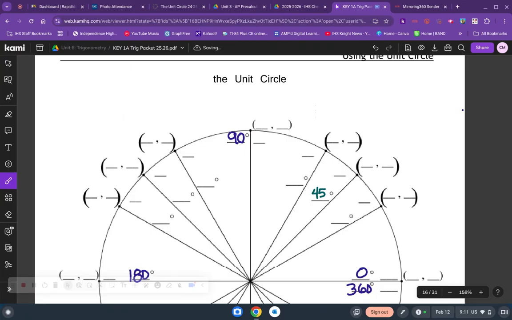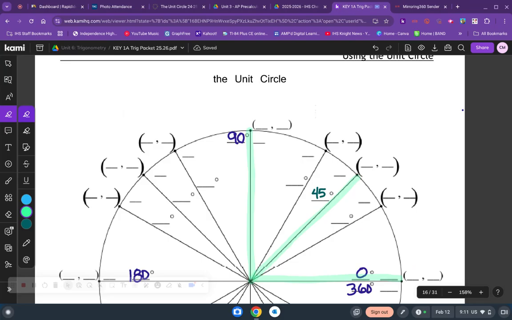So let me highlight this for a second. So that means this angle here is 45 degrees, right? It cuts that quadrant in half. That means this is another 45 degrees. So 45 and 45, that's what makes up the 90 degrees.